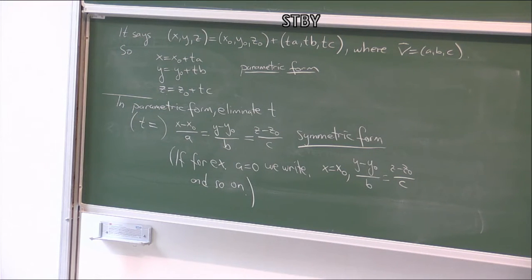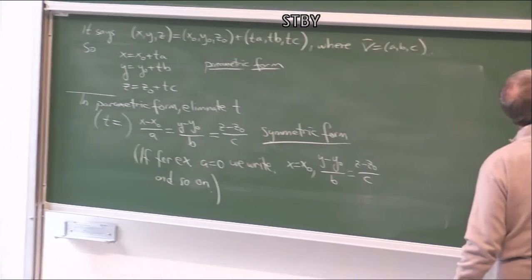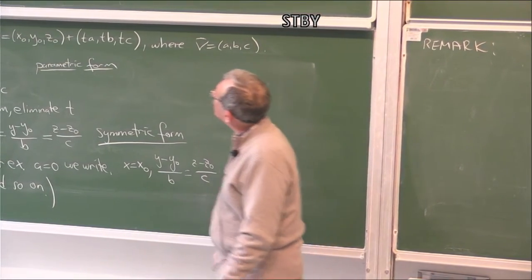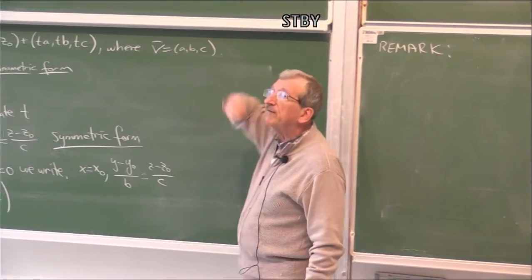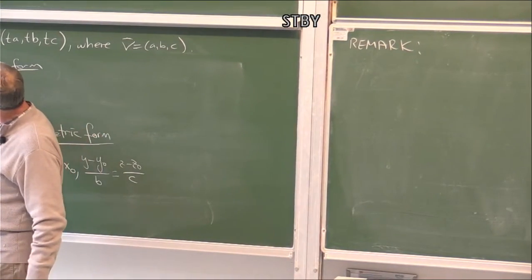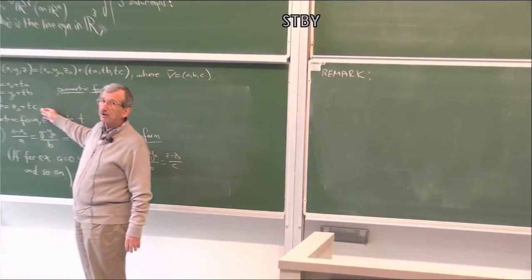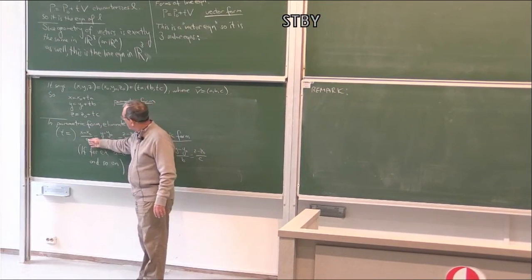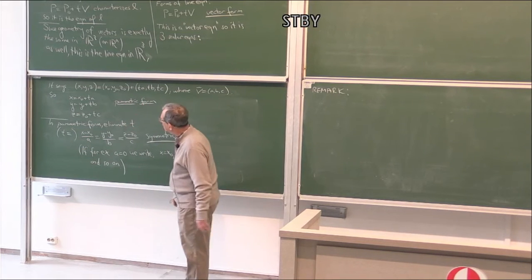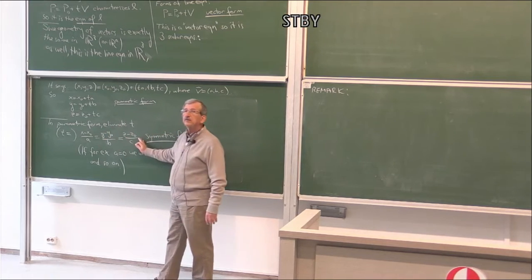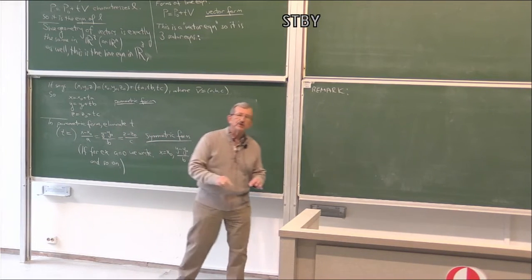Now this tells us one thing. Let me call it a remark. Note that the line equation looks like one equation in vector form. It's not. Here it looks like three equations. It's not, because t is free. And from the symmetric equation, we see that there are two scalar equations.